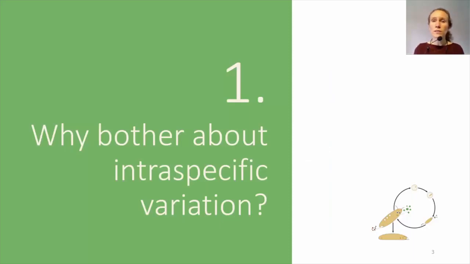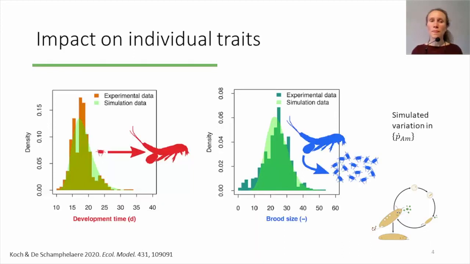But the real question is, why do we care? Does it make any difference that a species is not a homogeneous group of individuals? So first, of course, we have what we usually think about as variation between individuals, which is variation in some kind of continuous quantitative trait. Here, for example, in a copepod, we can see variation between individuals in developmental time and in brood size, which are represented here as the histograms, the experimental data.